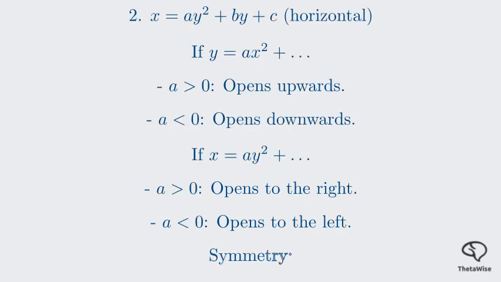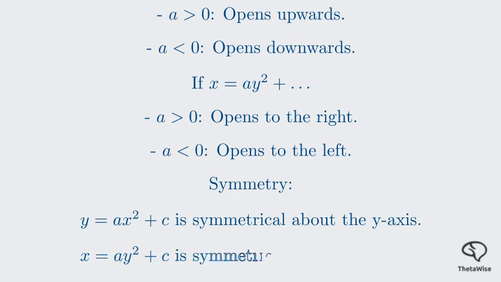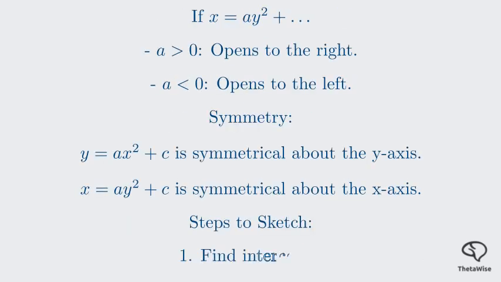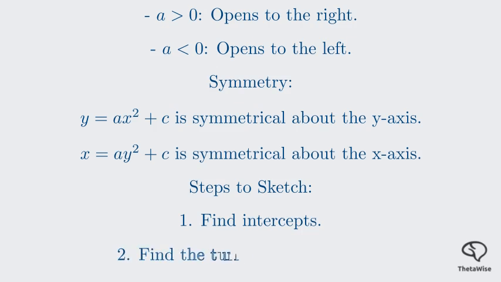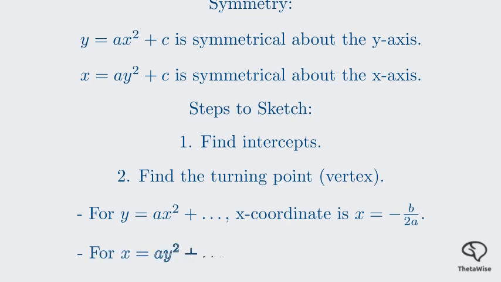Parabolas are always symmetrical. If b equals 0 in the vertical form, y equals ax squared plus c, it's symmetrical about the y-axis. If b equals 0 in the horizontal form, it's symmetrical about the x-axis. To sketch a parabola, you need to find a few key points. Calculate the intercepts as before. For a parabola that opens upwards or downwards, you also need to find the vertex, or turning point. Its x-coordinate is found with the formula x equals negative b over 2a. For a parabola that opens to the right or left, the y-coordinate of the vertex is found with the formula y equals negative b over 2a.